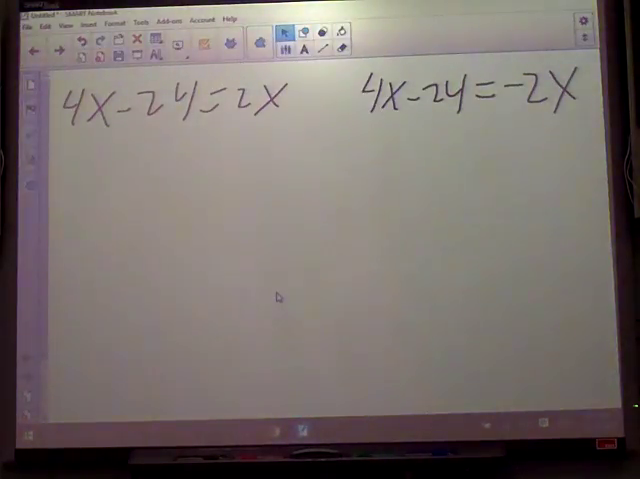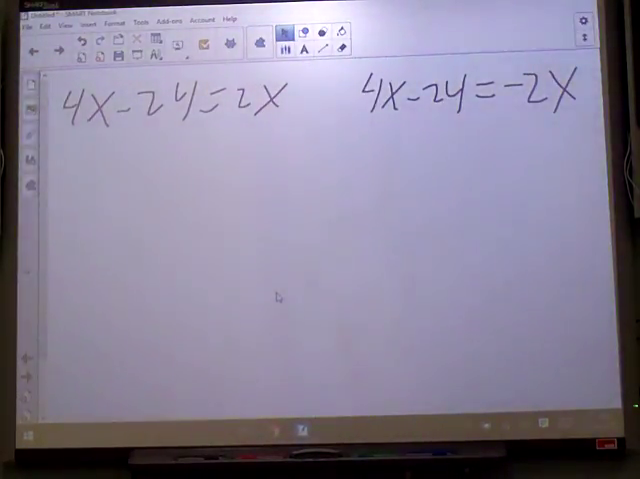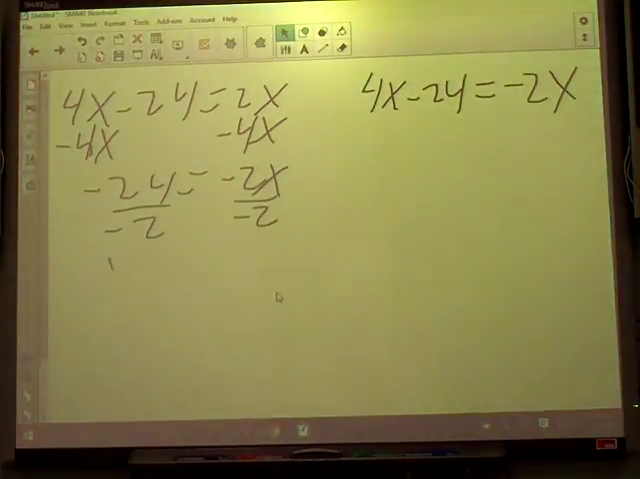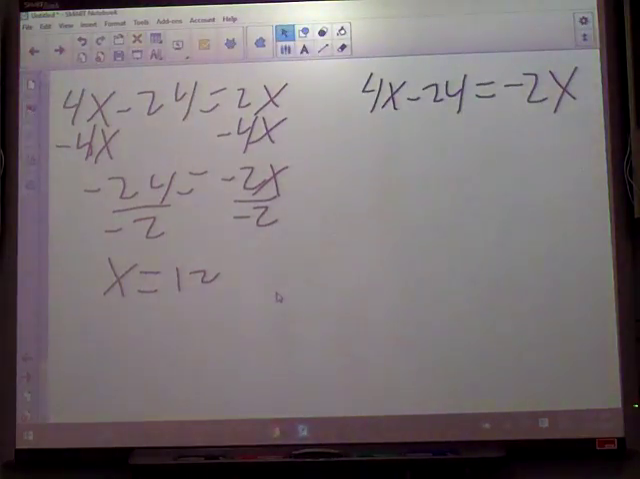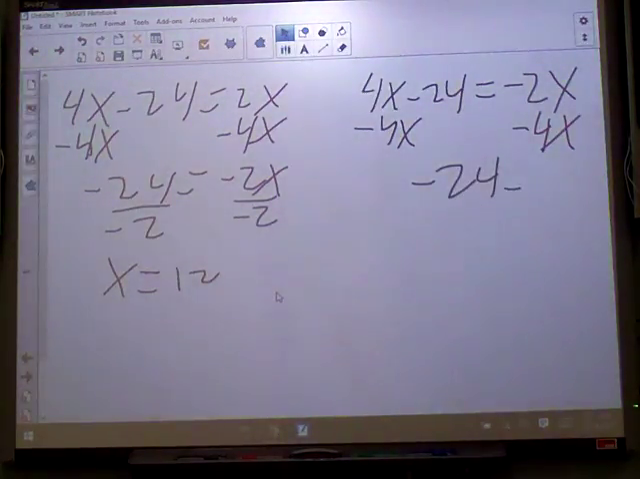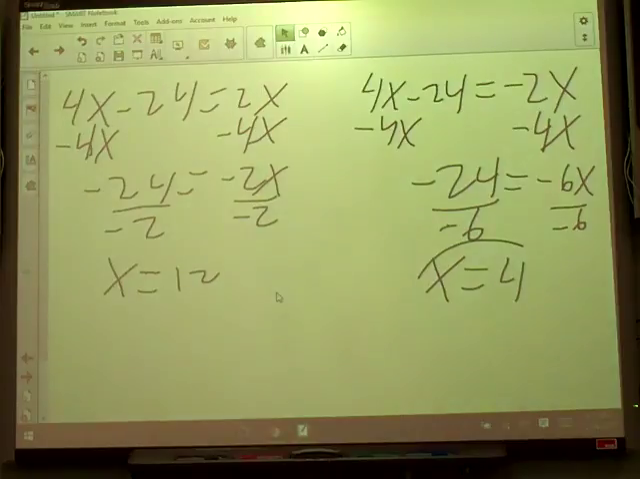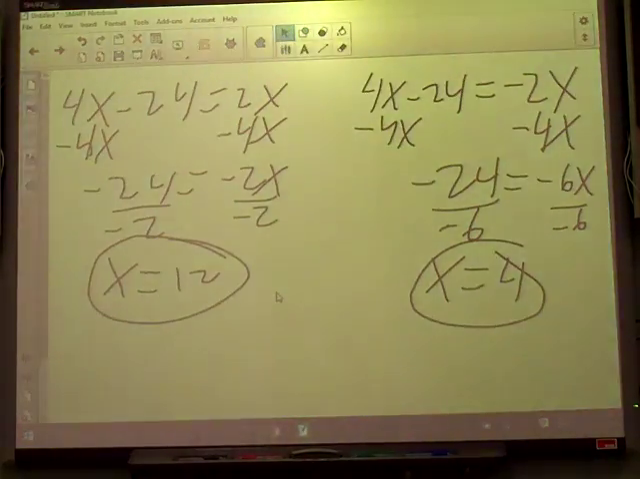Alright, so I chose to subtract 4x when I started solving this. So subtract 4x, subtract 4x, I had negative 24 equals negative 2x, divide by negative 2, and I get 12. Same thing over here, subtract 4x, so negative 24 is negative 6x, divide by negative 6, and I got x is 4. Nope, you know, just forgot about writing 2 equations on those.